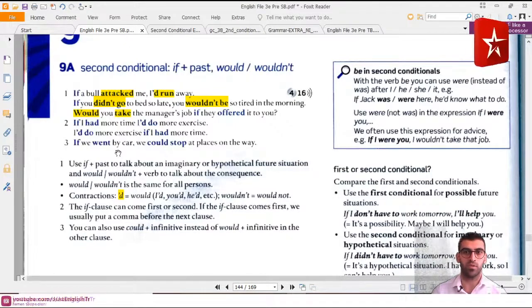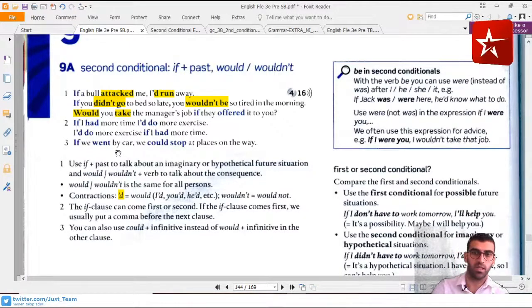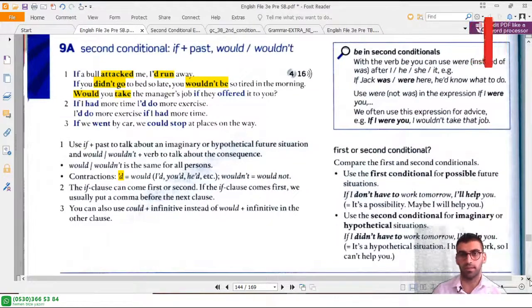And also we can use were. If I were you, we use it for talking about advice. First or second conditional sentences, and you can ask me what's the difference between the first conditional types and the second. As you know, from my previous lesson, I talked too much about the first conditional.